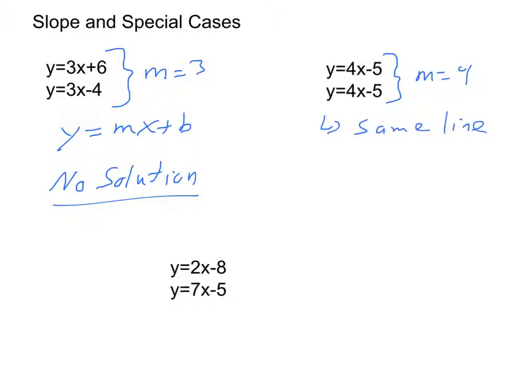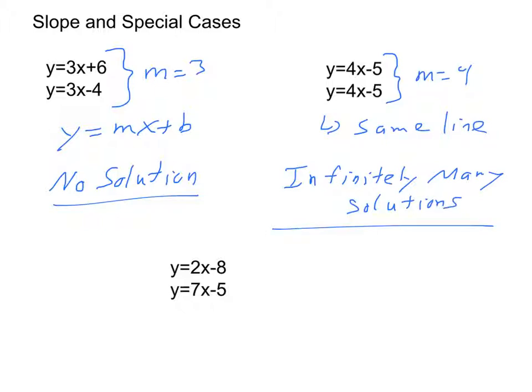And when that happens, it's our second special case. That means we have infinitely many solutions. Remember, this is not the same thing as having all real numbers or all real ordered pairs as our solution. It just means that there are an infinite number of solutions. We can't possibly list them all.